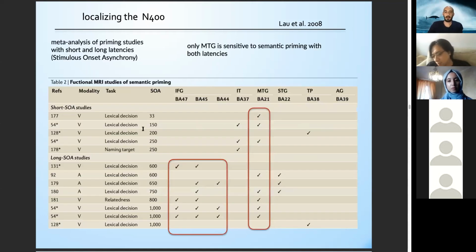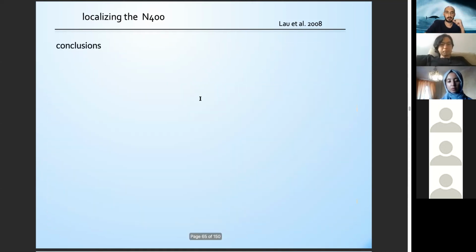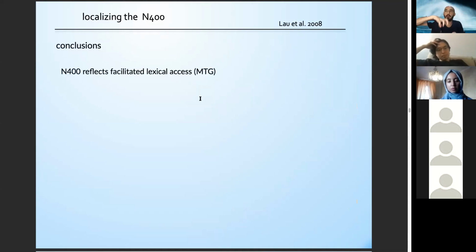Cool. So conclusion, since at both long latencies and short latencies you get this effect at MTG, and you also get a modulation on the N400. Okay, that's something important that I didn't tell you. In all these studies, you get both modulation on the N400 and fMRI effect. I'm not sure that they all did ERP as well, but you usually get it with standard ERP experiments. So that's not a surprise. So the more reduced the N400, the more priming you have.